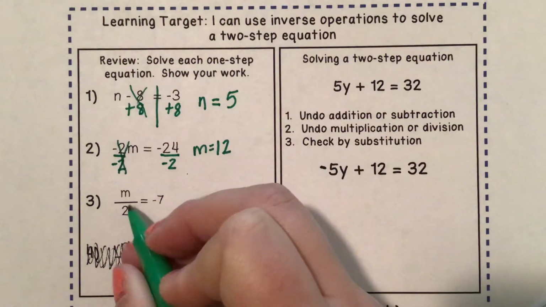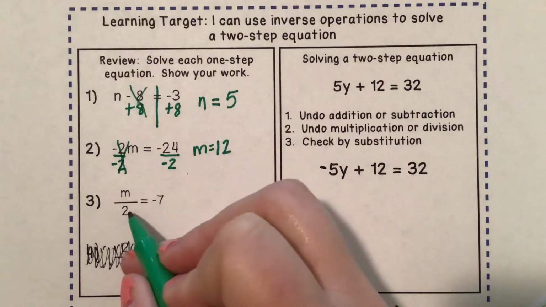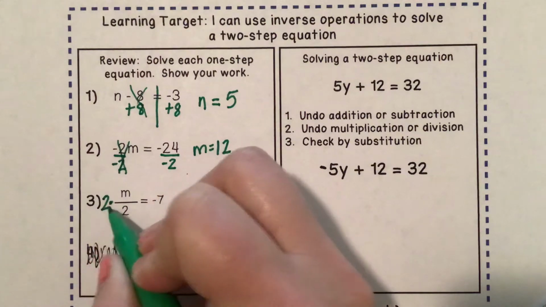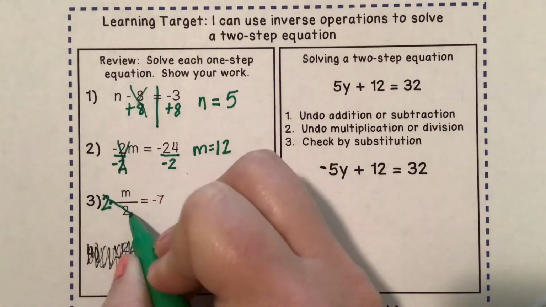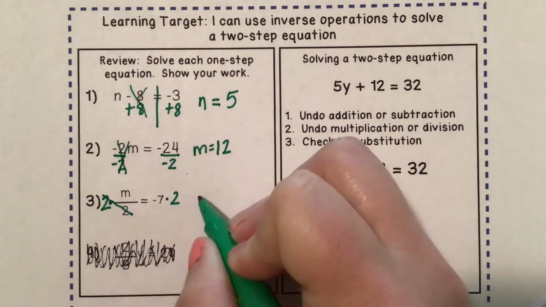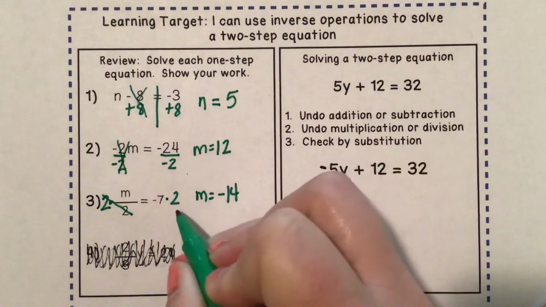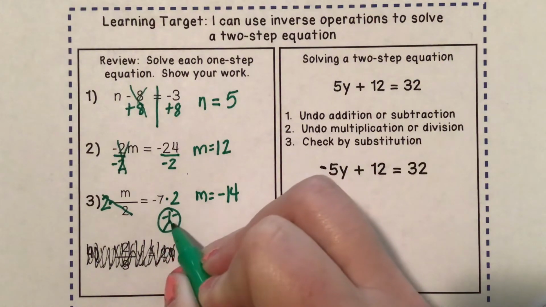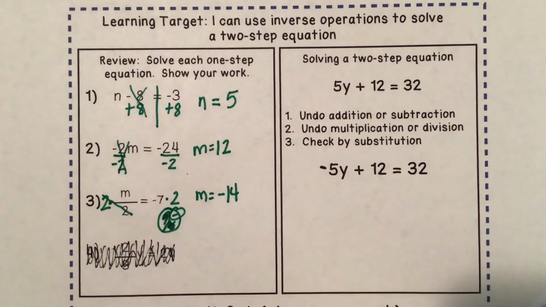And then the last one here is division. This is division, so we multiply. Opposite of division is multiplication, so I'm going to multiply by 2, because if I divide by 2 and multiply by 2, those are opposite. So I'm going to do the same thing on this side, which is going to give me m equals negative 14, because I have a negative and a positive. Multiplied, if I use the sleeping man, then I have a negative and a positive, so I end up with a negative answer. So those are one-step equations.